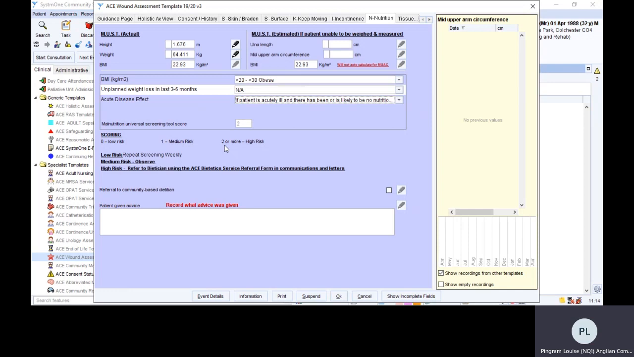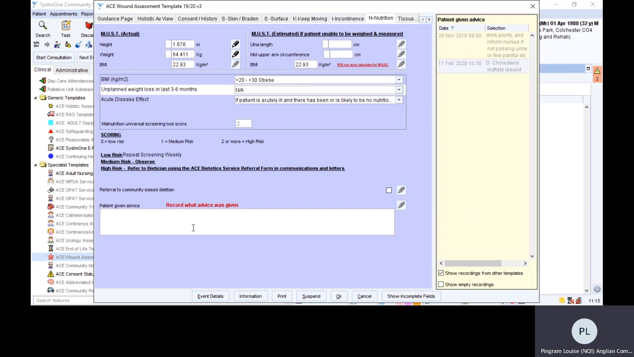If it's a 2 or higher, the patient is high risk, so they do need a referral to the dietitian, which can be found in the communication box on the left to send that referral to the dietitian, and you'd write on there that the patient had a MUST of 2, therefore would benefit from dietitian input. You've then got a box there to tick when that patient's been referred to dietitian if appropriate.